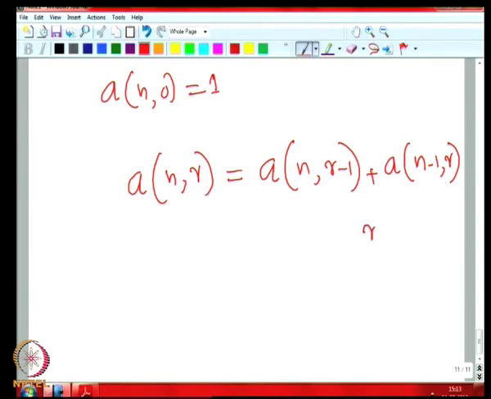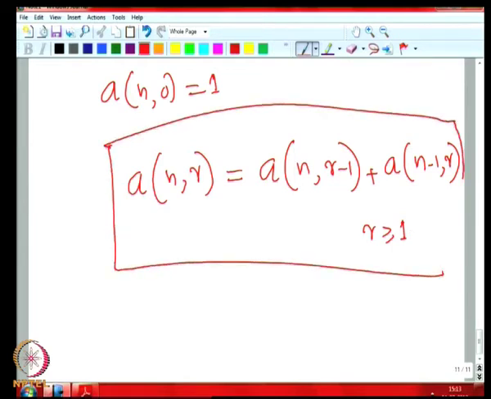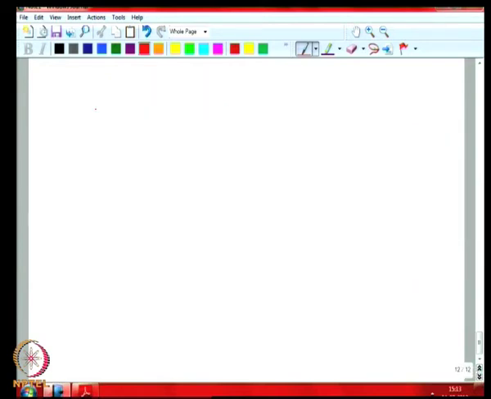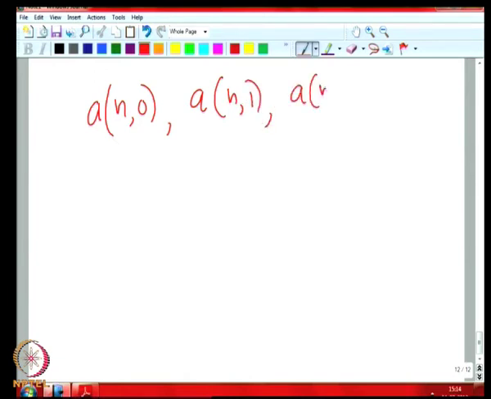This is true for r greater than or equal to 1. Now, we will define some generating functions for this sequence. So, what about a n 0? Consider this sequence a n 1, a n 2, a n 3 and so on. You remember this is defined to be 1 and this will be n and like this, right.